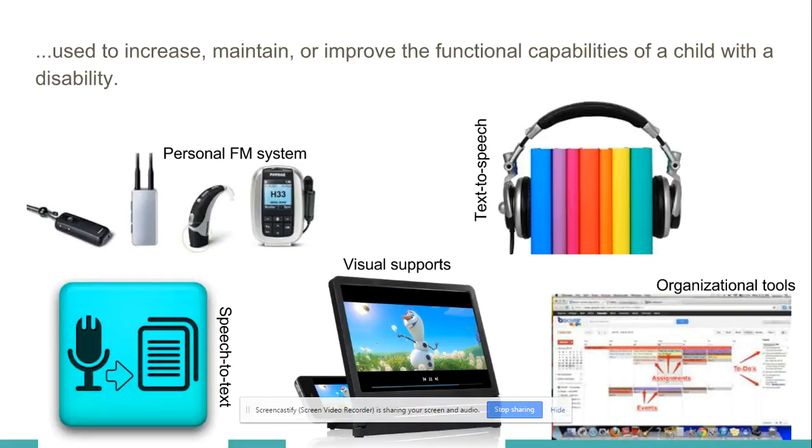AT is used to increase, maintain, or improve the functional capabilities of a child with a disability. So, these are some examples of ways that technology is used to increase, maintain, or improve functional capabilities. A personal FM system can be used to increase access to auditory information through a hearing aid. The hearing would be the functional capability, and that piece of technology is used to increase or improve that.